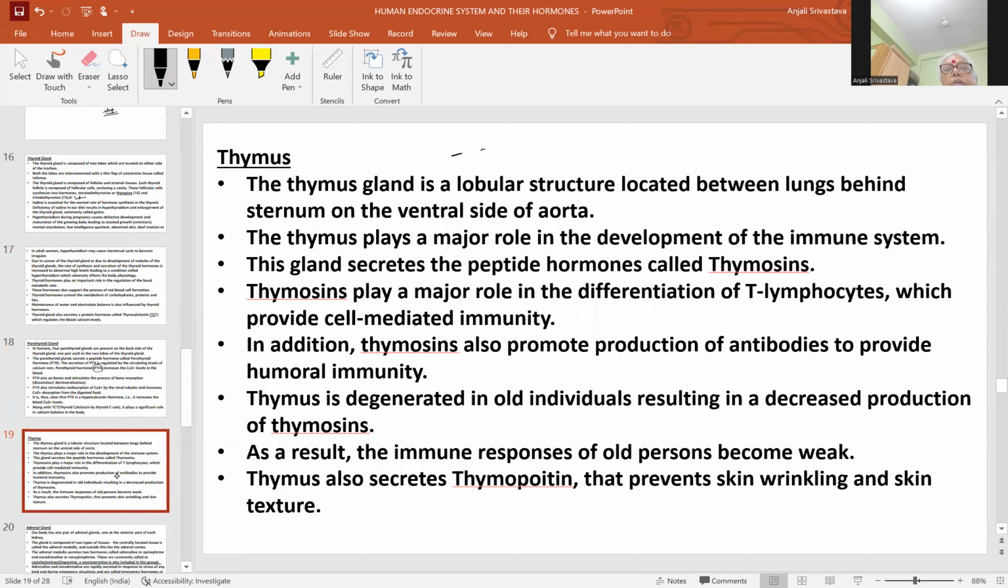It secretes two types of hormones. That is, the thymus secretes the thymopoietin hormone. Thymopoietin is a hormone that maintains the RBC, that is red blood corpuscles level. And another hormone is thymosin hormone.